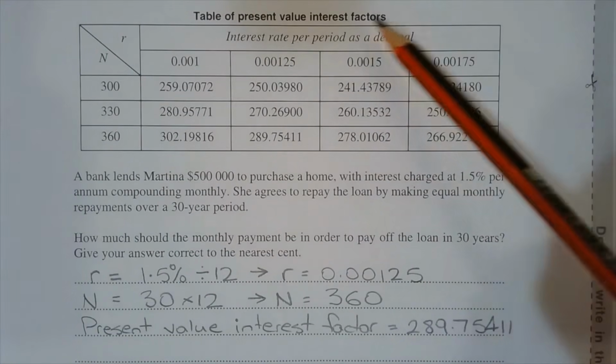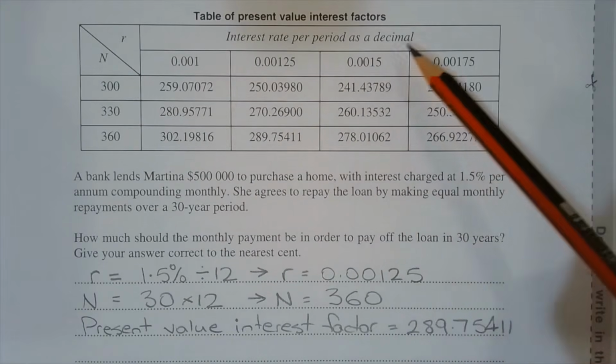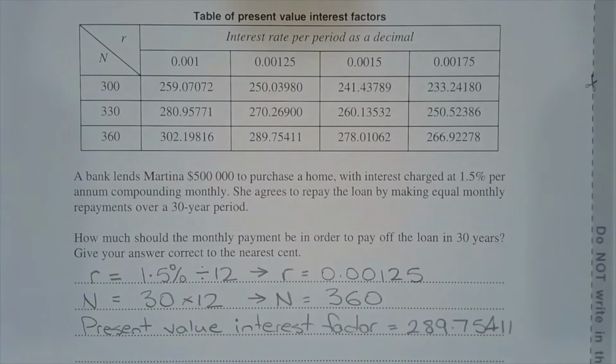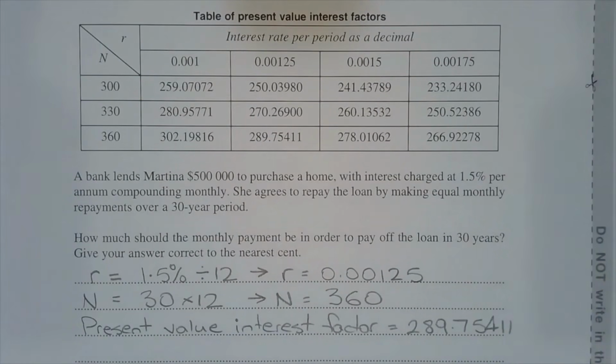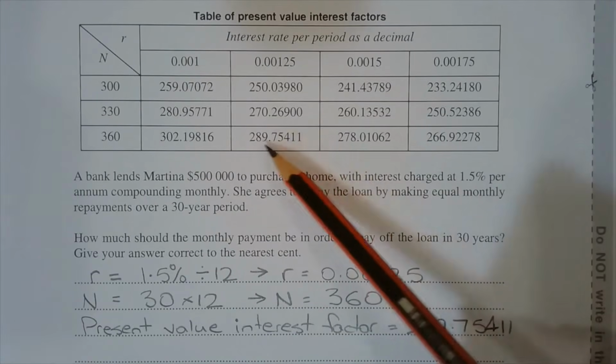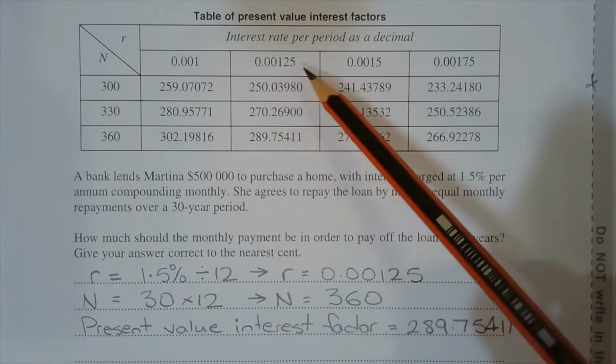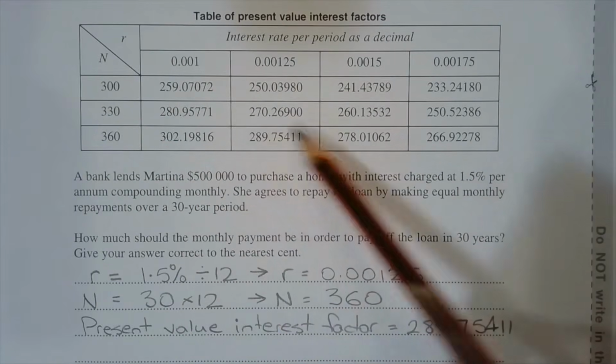To determine the present value interest factor to reference, we need to find the interest rate per period as a decimal and the number of compounding periods over the life of the loan. Interest is charged at 1.5% per annum compounding monthly. So the monthly interest rate is found by taking 1.5% and dividing it by 12. And R is equal to 0.00125 as a decimal. The number of compounding periods N is equal to 30 years multiplied by 12 compounding periods per year. N is equal to 360. So the present value interest factor to reference is this value here, from column 0.00125 and row 360.